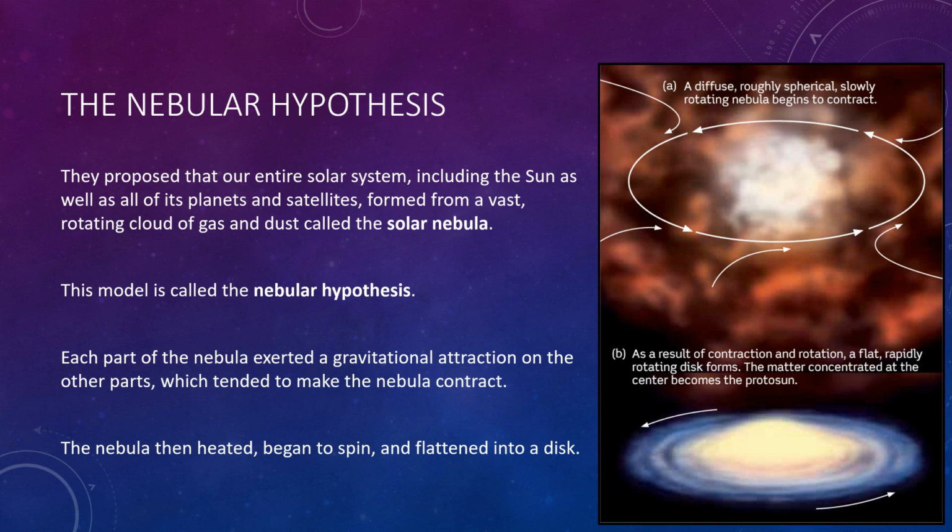The nebular theory begins with the idea that our solar system was born from the gravitational collapse of an interstellar cloud of gas called the solar nebula that collapsed under its own gravity. The solar nebula probably began as a large, roughly spherical cloud.